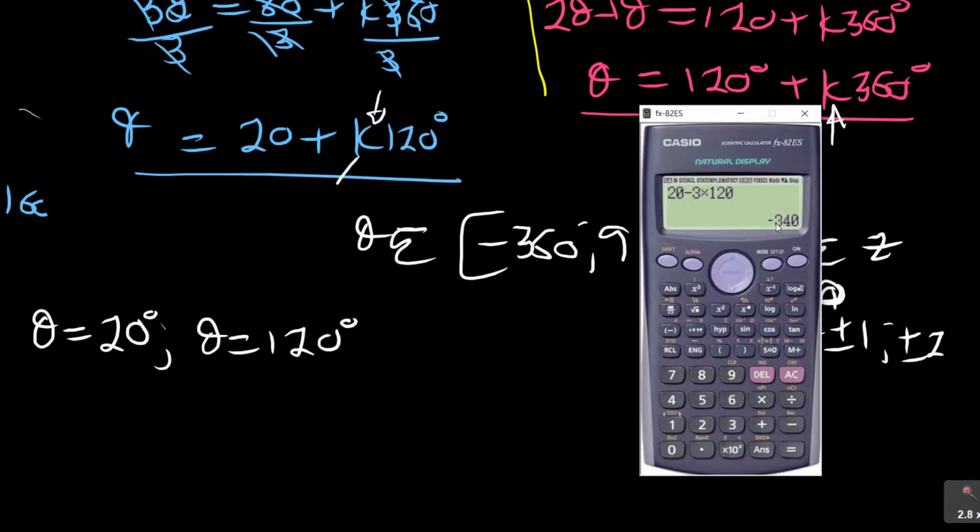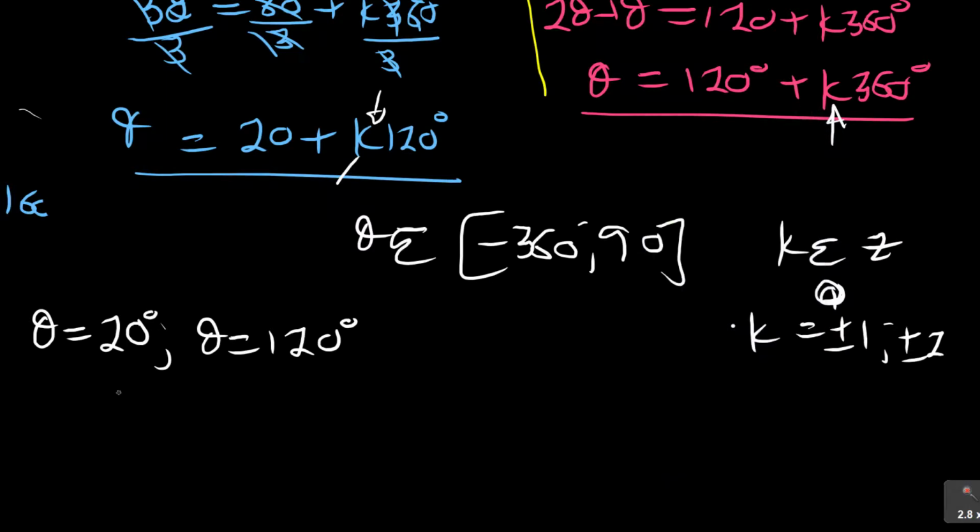Minus 100 minus 340 is also another one. Let's try 220, 100, 220, 340. Let's try 4. It's outside. So theta is equal to 100 minus 100 minus 220 minus 340 degrees.